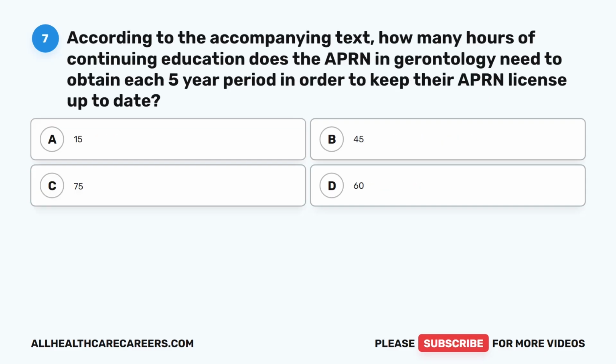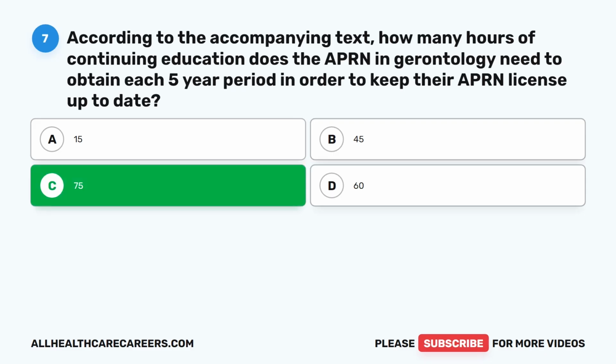Question 7. According to the accompanying text, how many hours of continuing education does the APRN in gerontology need to obtain each 5-year period in order to keep their APRN license up to date? A. 15, B. 45, C. 75, D. 60. The correct answer is C.